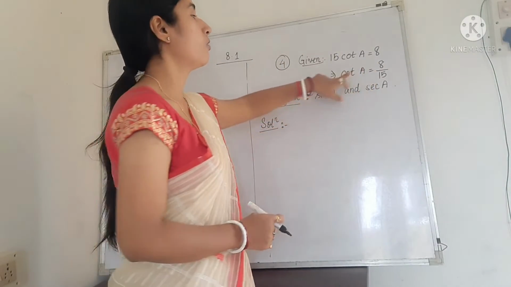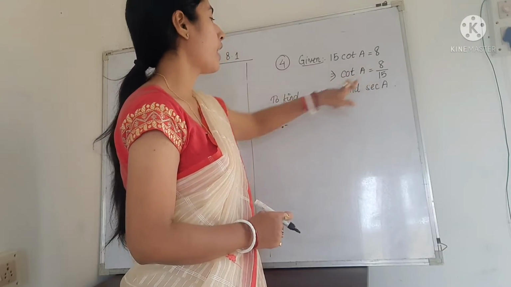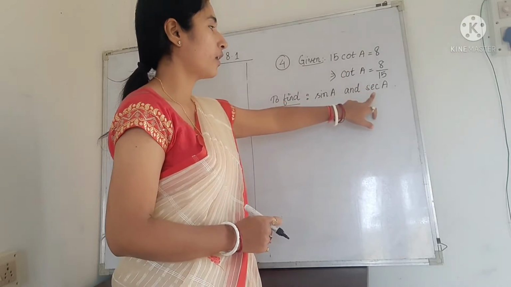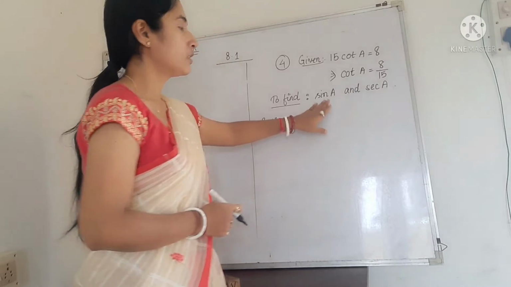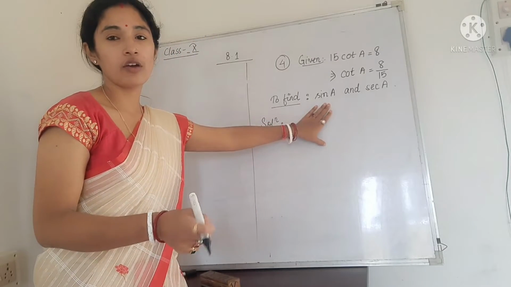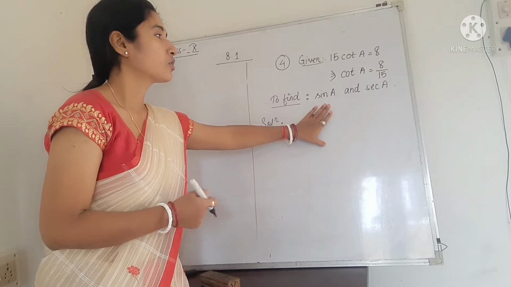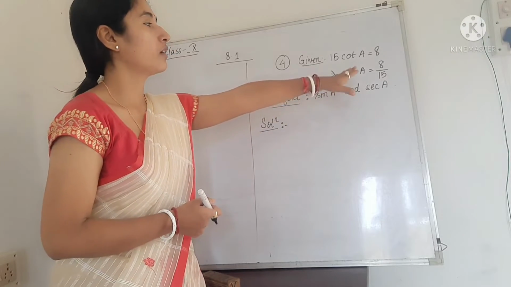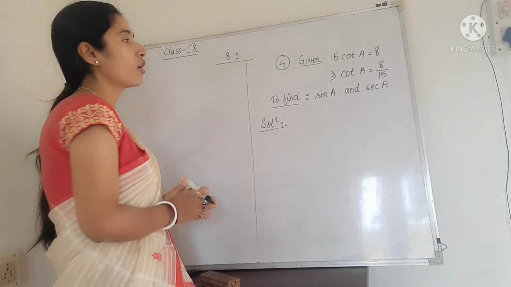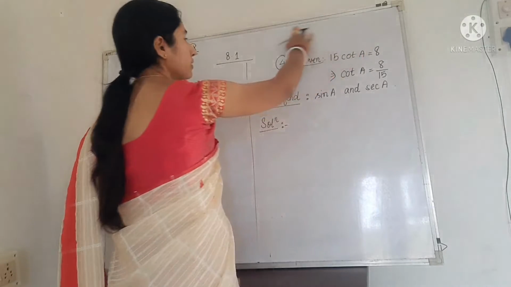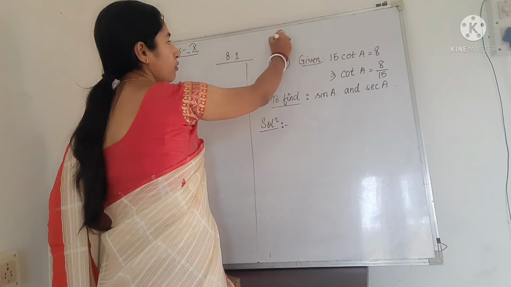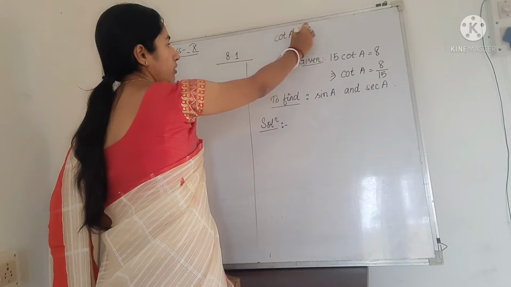Now the value of cot A is given, and you have to find sin A and sec A. This is a similar type of question to what we have already done in question number 3, because cot A is given in ratio. So first you have to remember the ratio of cot A. Cot A is what?